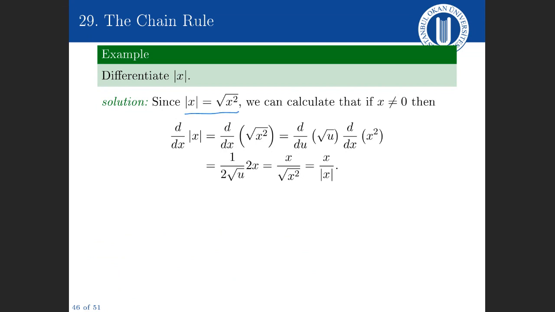The absolute value of x is the square root of x squared. In this calculation, I'm going to be assuming that x is not equal to 0. Now, what I'm doing is I'm differentiating the square root of x squared. So that's d/du of the square root of u multiplied by d/dx of x squared by the chain rule. We know how to differentiate the square root of u. We've seen earlier that's the same as 1 divided by 2 square root of u. And of course, the derivative of x squared is 2x. The 2's cancel, and we end up with x divided by the square root of x squared, or x divided by the absolute value of x.